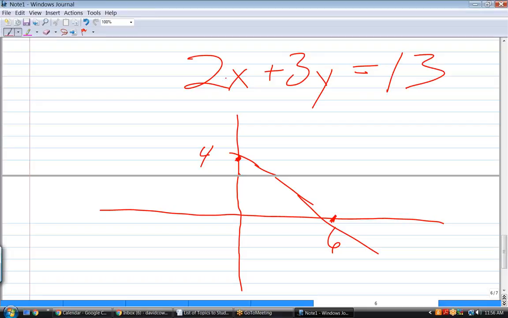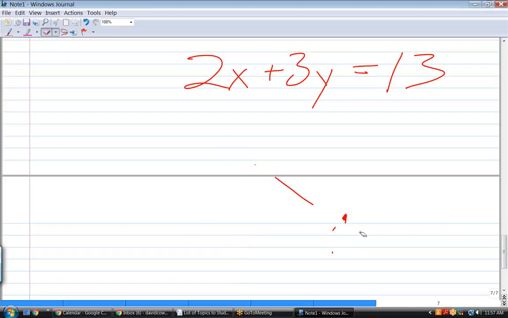In other words, the x-intercept instead of 6 now is 13 halves, maybe right there. And the y-intercept, instead of a nice round number, is 13 thirds, maybe right there. So it just introduces fractions, but still it's an easier way to do it than the other way, because doing it the other way isn't going to be so easy here either. In other words, you're going to have lots of fractions that aren't going to be easy to deal with.